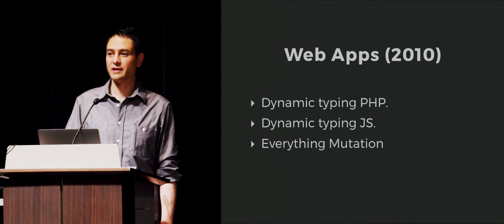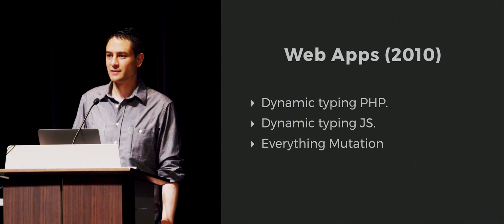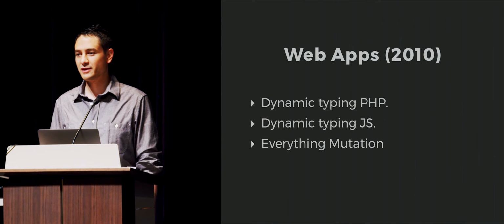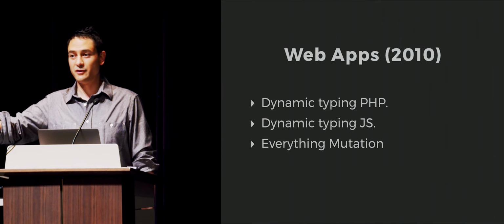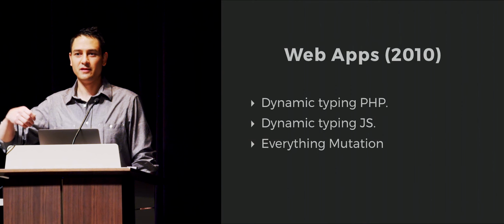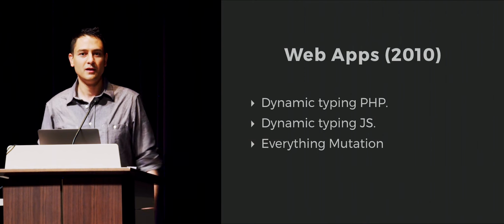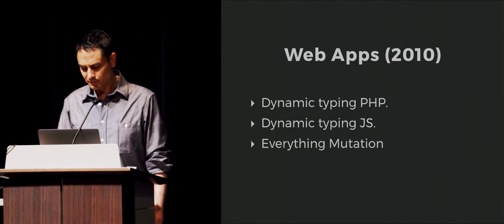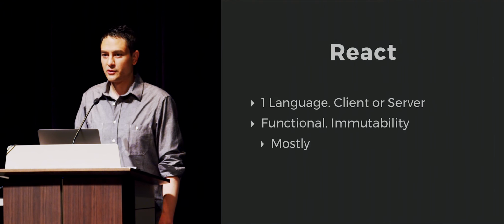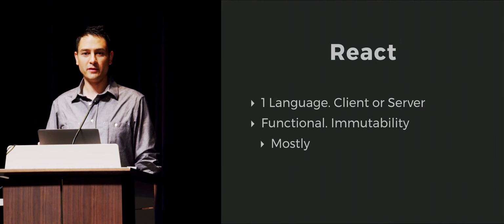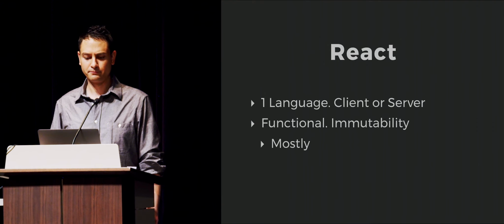The worst part about it, though, was that everything was based on mutation. So that means if you wanted to change the color of something, you just reach out to that DOM node, and you just tell it to change the color. And then if somebody else wants to do the same thing, then they'll also do that. And then hopefully, well, I don't know who wins. There's really no order to it. So I started creating several prototypes of what we now call the React.js library.